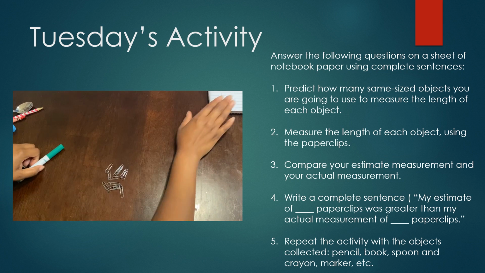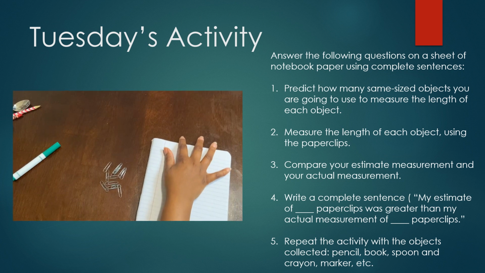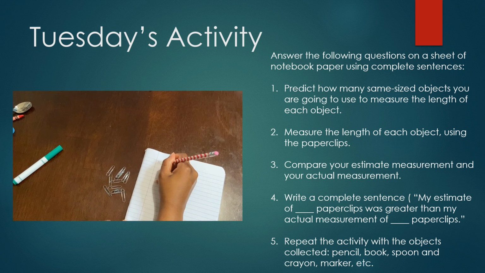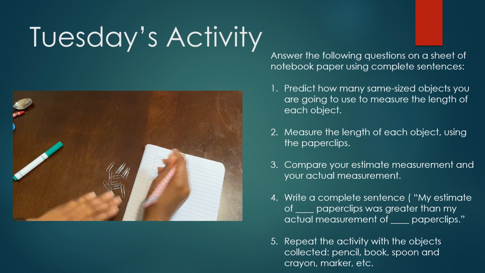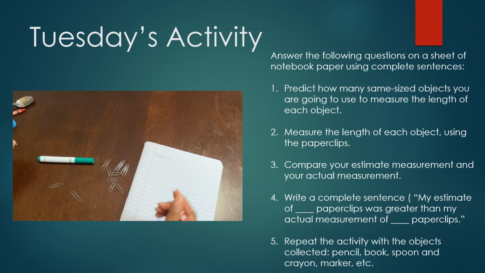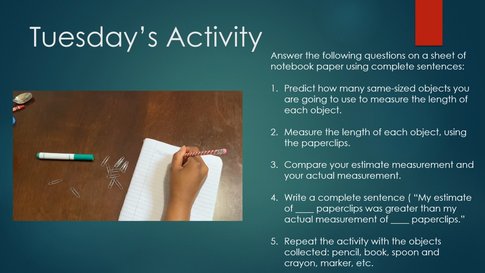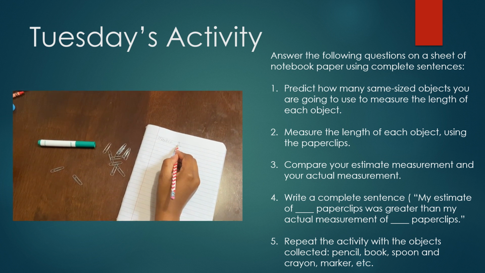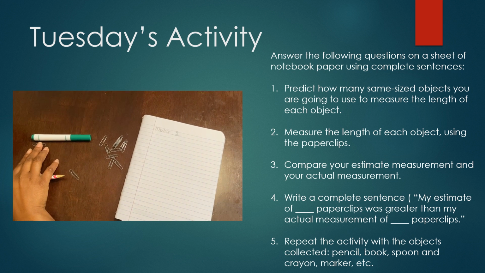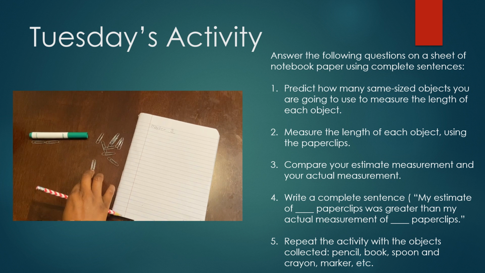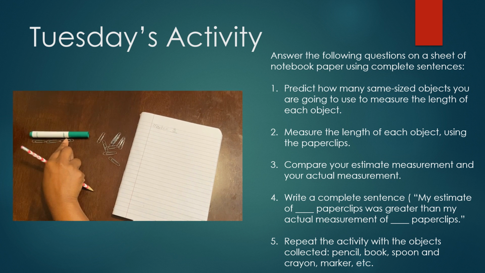First, you're going to grab your notebook and write the object that you're measuring. So I have my marker. How many paper clips long do I think the marker will be? My guess would say maybe about 3 paper clips long. After you make your prediction, you're going to actually measure it by lining up your materials along the object.